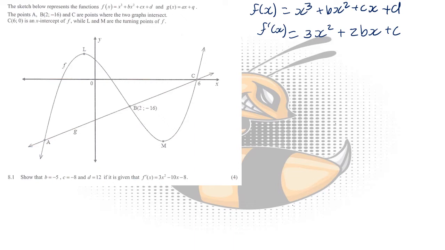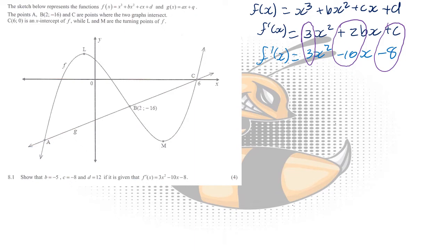Now if we compare that to the derivative that they gave us, which was 3x squared minus 10x minus 8, we can see that the 3 values align, which is the values in front of the x squares. Then this 2b and the minus 10 should be equal because they're both in front of the x's, and then this c and the minus 8 should be equal because they're both without an x.